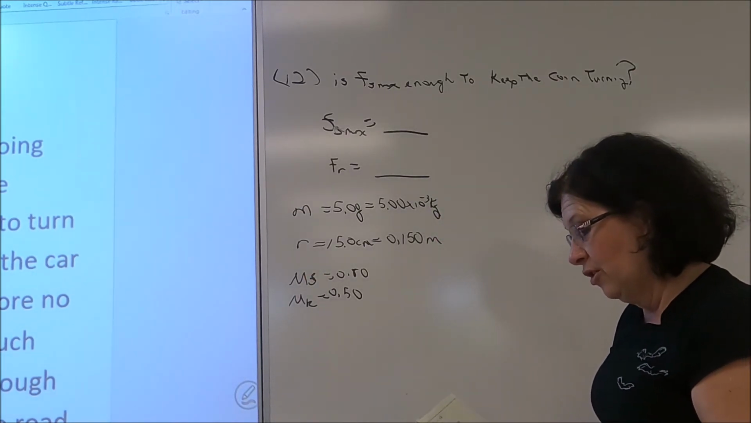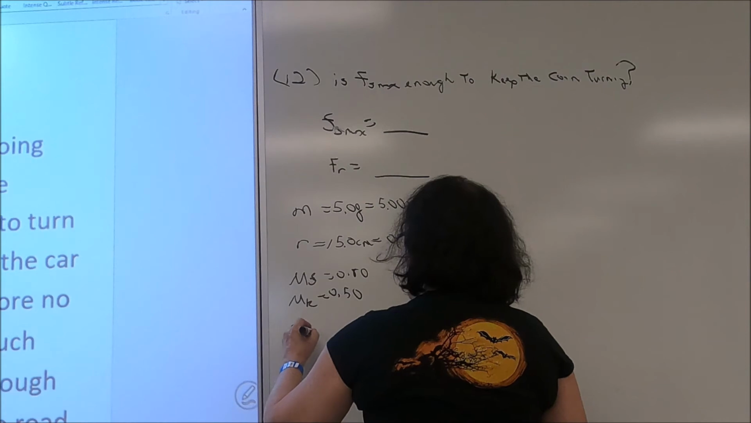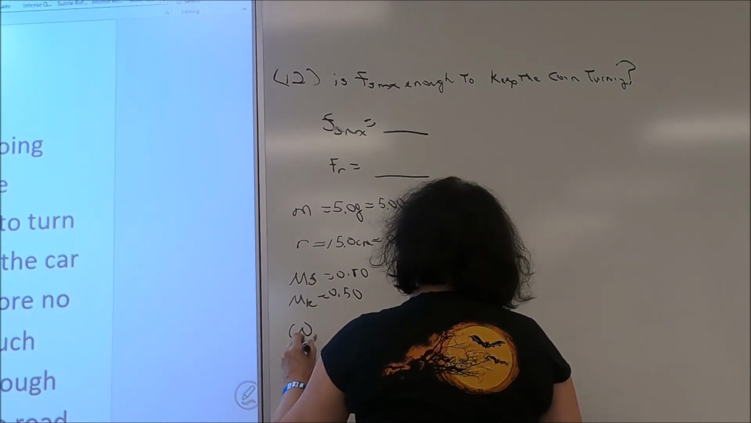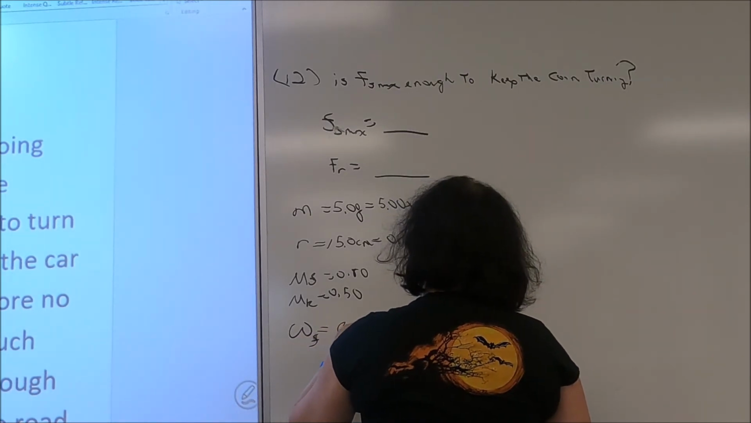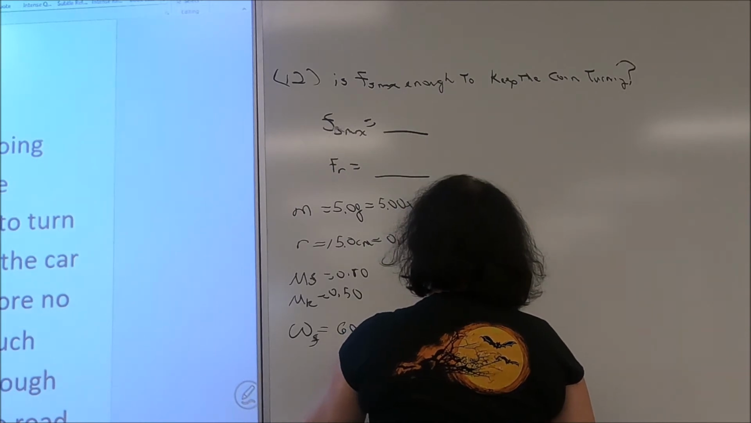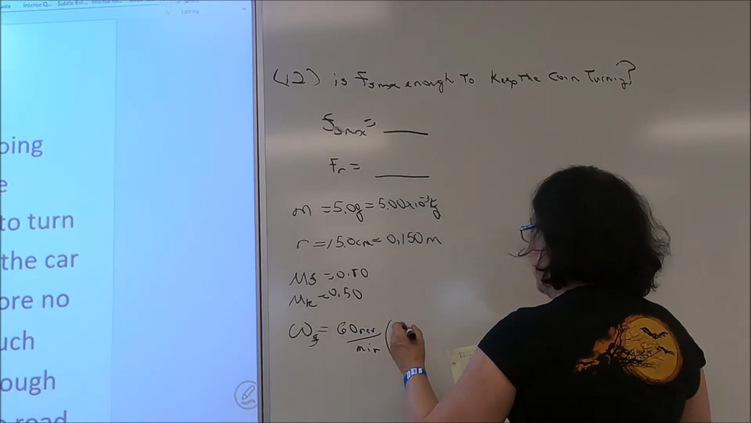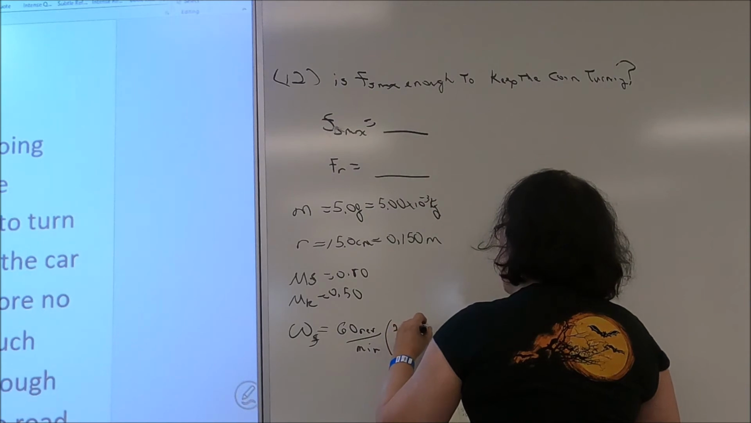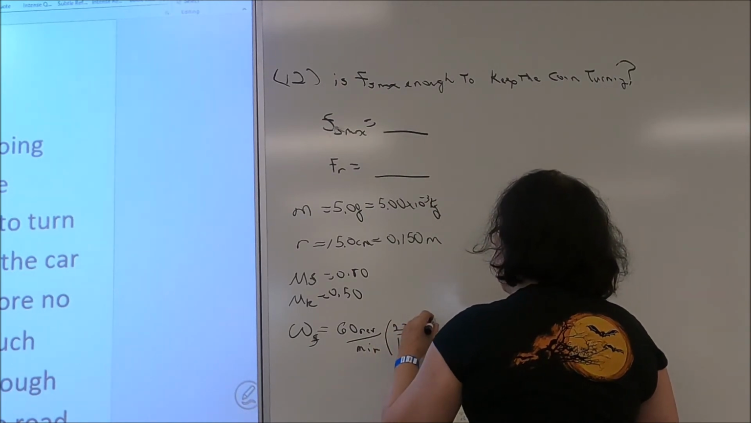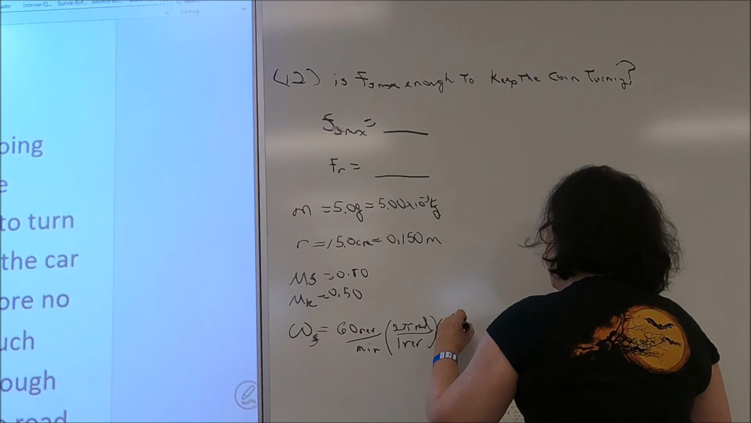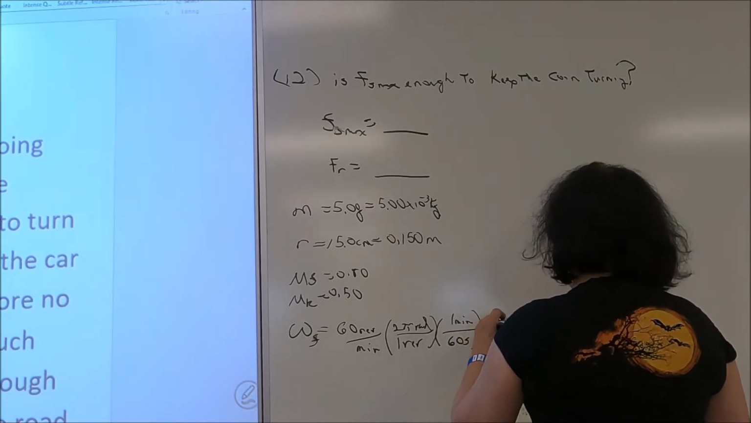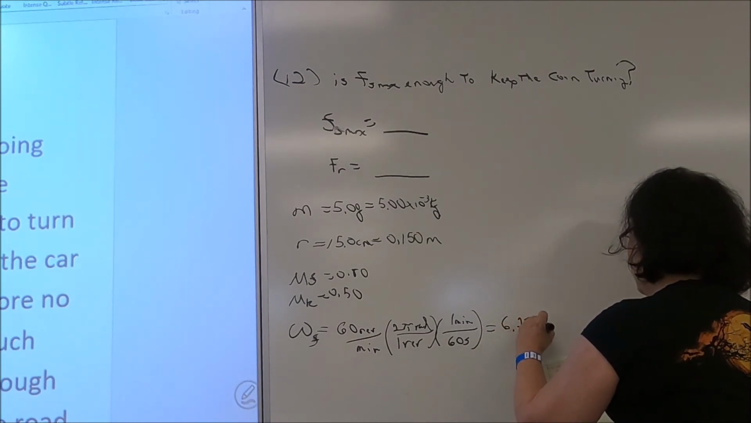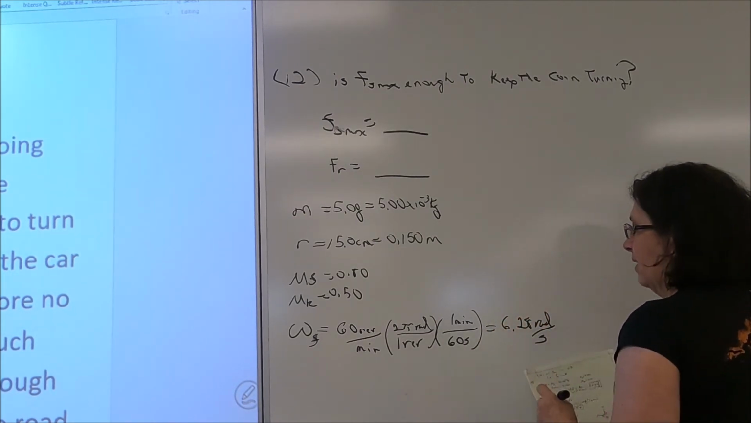That's extra information. And then we're told the angular velocity final is 60 revolutions per minute. Now I need that in radians per second. There's 2 pi radians for 1 revolution, and for every 1 minute, there's 60 seconds. So I get 6.28 radians per second.